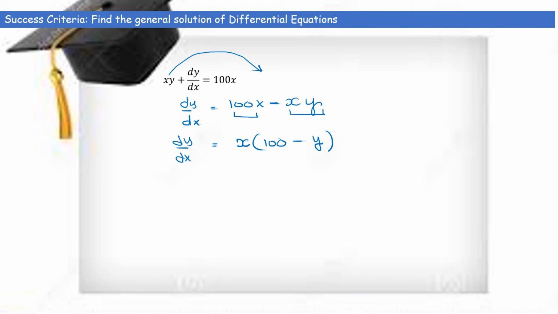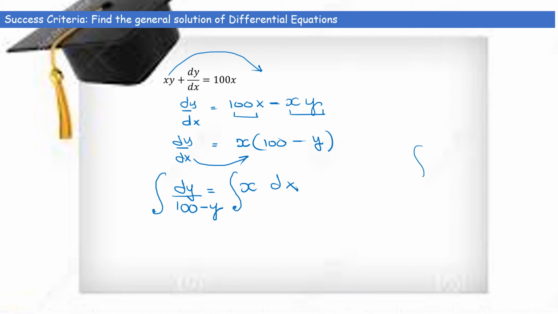Now you are ready to separate it. Divide both sides by 100 minus y and bring the dx on the other side. So I can write it as dy over 100 minus y equals x dx. Now I am ready to integrate the function, as all the y's are on the one side and all the x's are on the other side.